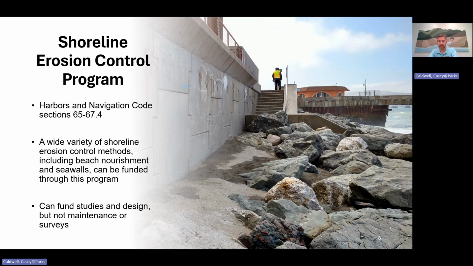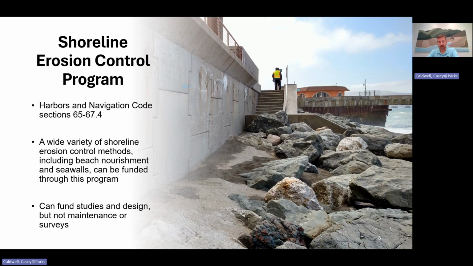I'll talk a little about the programs themselves, and first I'll talk about DBW's Shoreline Erosion Control Program. This program is established in the Harbors and Navigation Code, and the code defines the program's allowable activities pretty broadly. Through this program, DBW can provide grant funding for a wide variety of shoreline erosion control methods. Those include soft solutions or nature-based solutions like beach nourishment and dune restoration, and hard solutions or hardened structures like seawalls and breakwaters and groins and oyster reefs. We can also fund combinations of hard structures and soft structures.